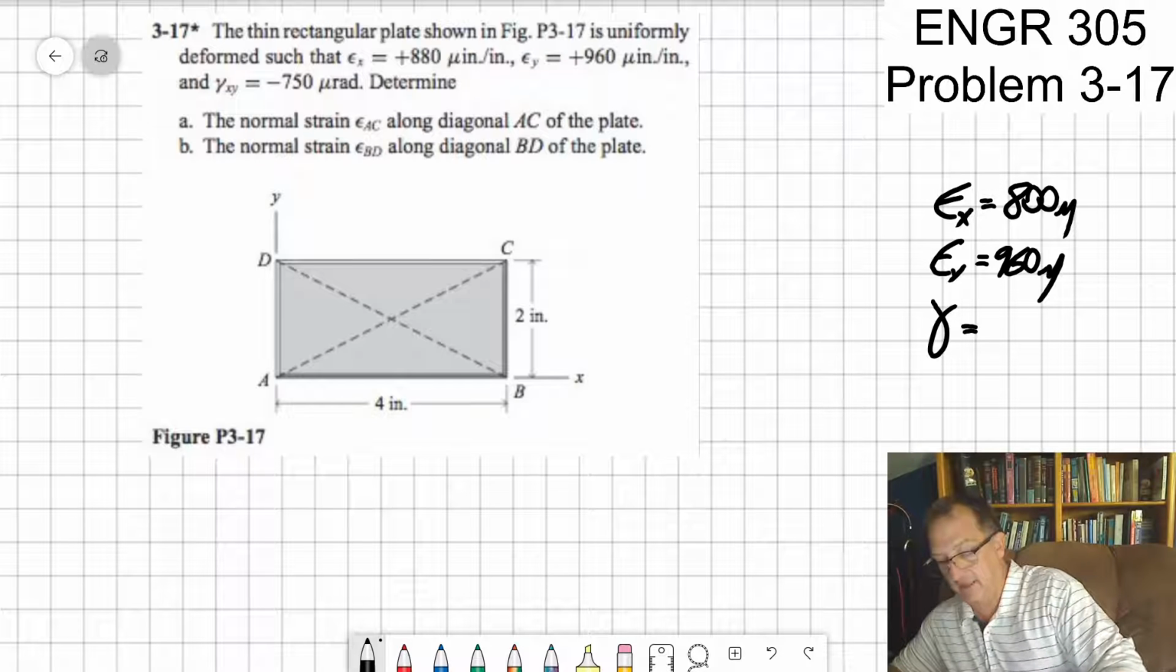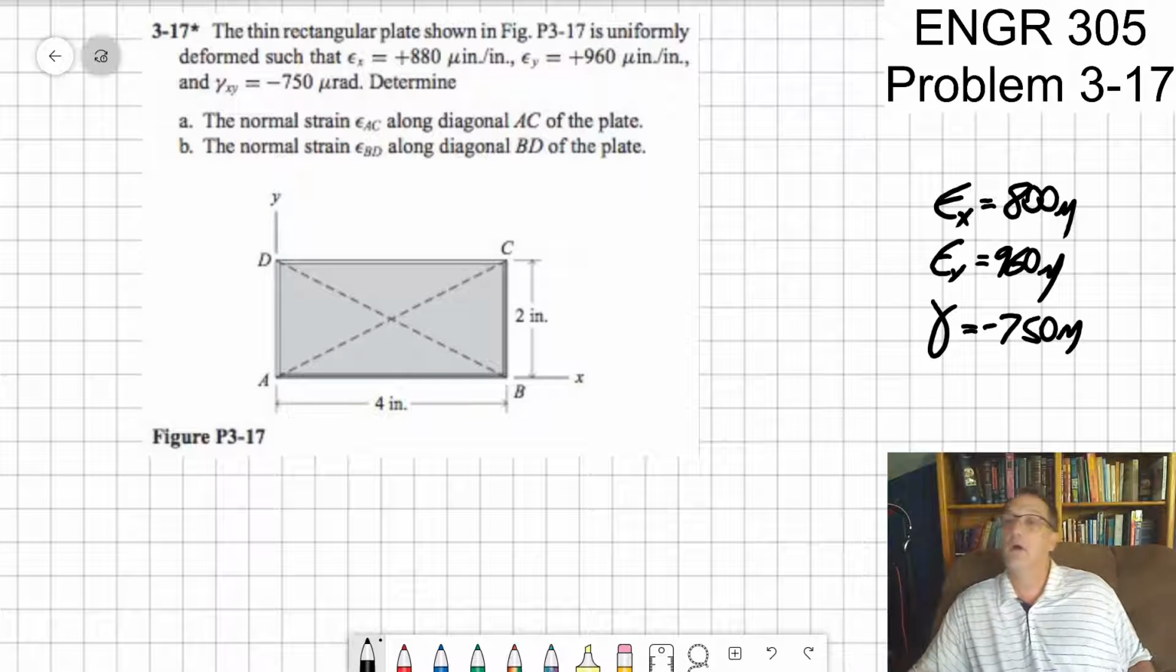And gamma is equal to negative 750 micro. Okay. Determine the normal strain along the diagonal AC of the plate and the normal strain along the diagonal BD.